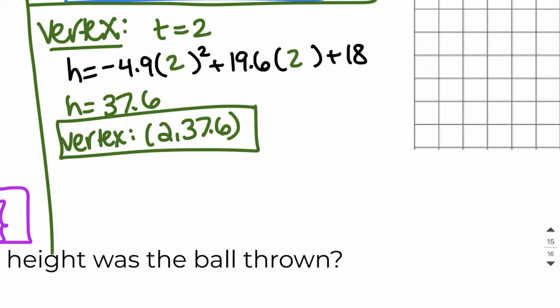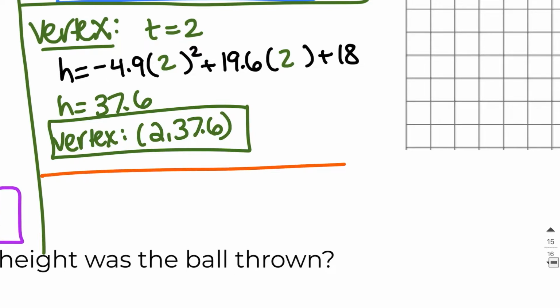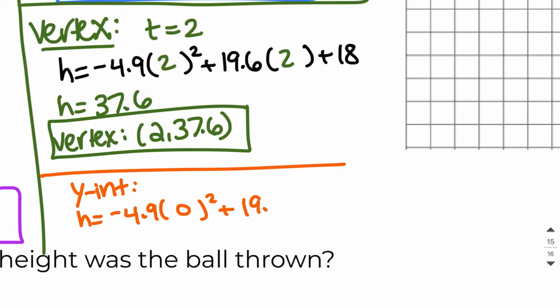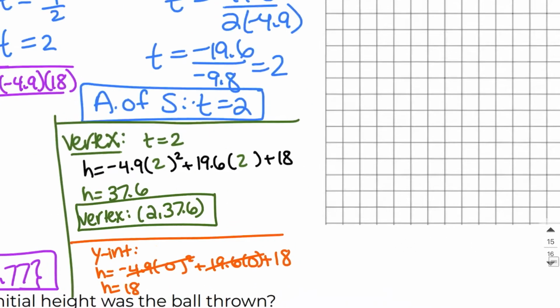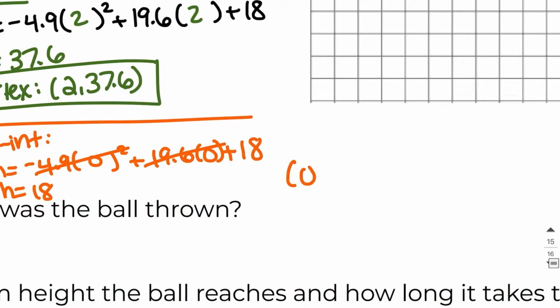And then lastly, we need to find our y-intercept. Just a reminder, we've got two options. We could either plug in 0 for t. So this time, every time I see a t, I'm going to plug in 0. But we know this gives us 0 and this gives us 0, so we would get 18. Our other option is just to say that it is always going to be the c value, always, right? So here, our y-intercept is going to be (0, 18).